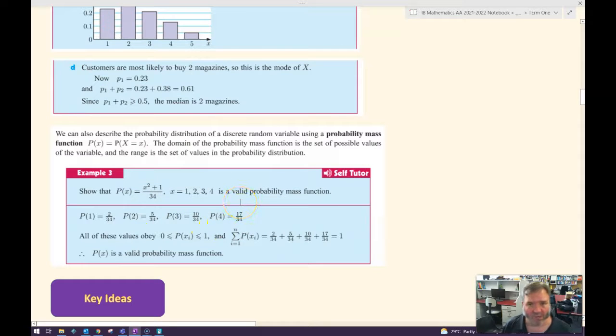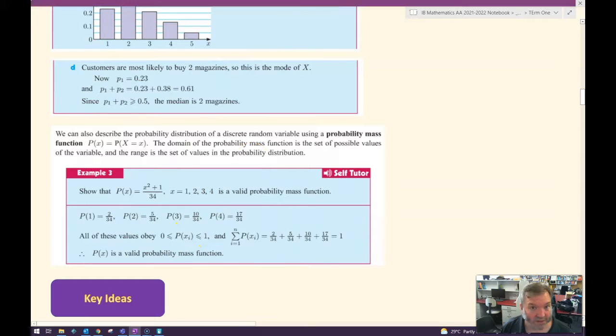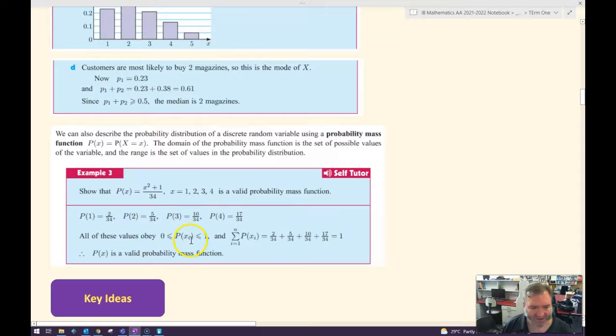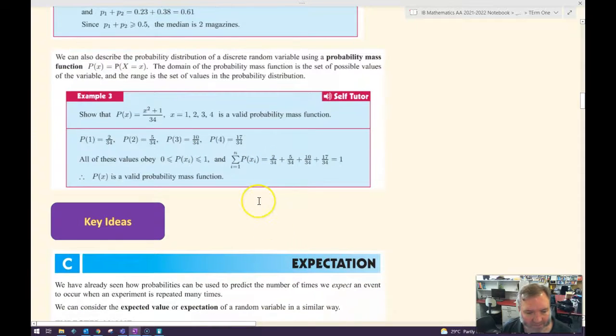Do I have a probability mass function? What are the two things I need to do? 1. Do the probabilities add up to 1? 2 and 5 are 7, and 10 is 17, and 17 is 34. 34 over 34? Yes, the sum of the probabilities is 1. Are any of them negative? No. So, each of these values, also none of them are bigger than 1. There's another important point, but that would be ruled out by having them add to 1 and having nothing negative. But that's the way they've expressed it there. All the probabilities are definitely between 0 and 1 inclusive, and the sum of the probabilities is equal to 1. So yes, it is a probability mass function.